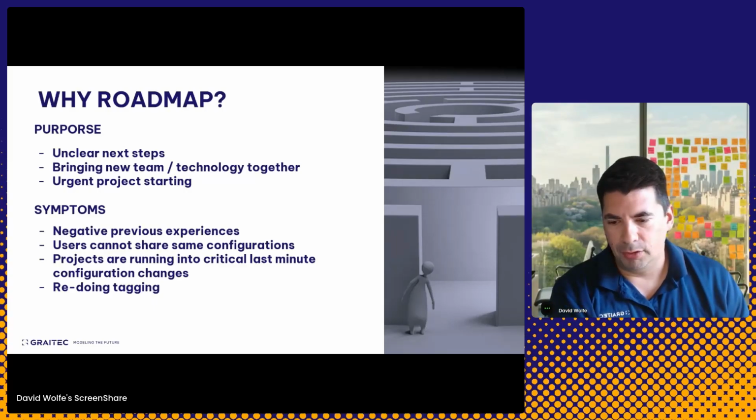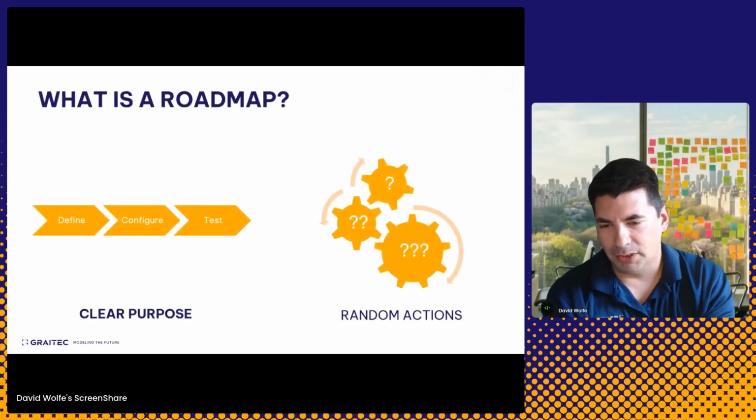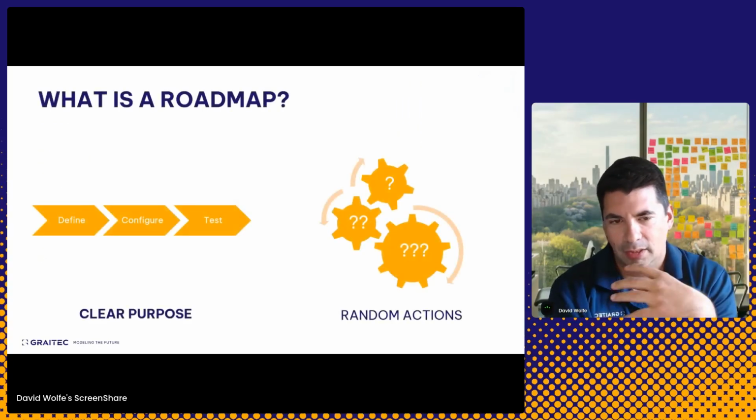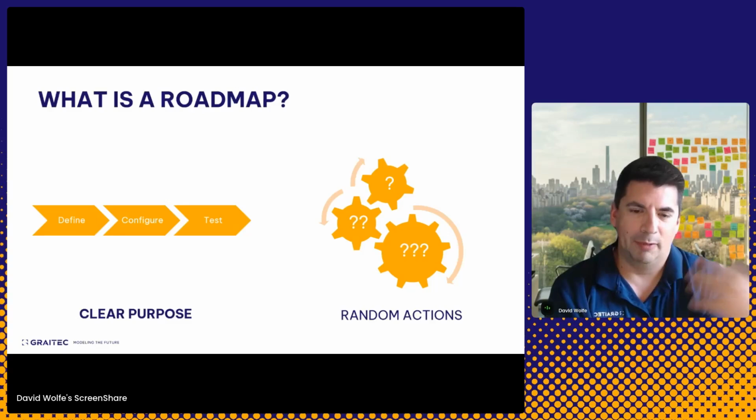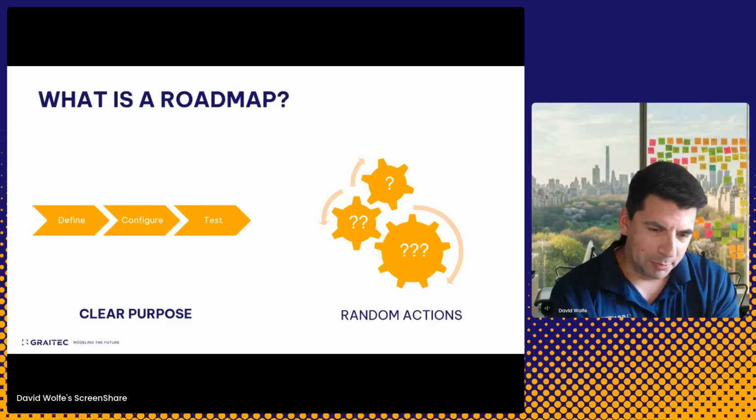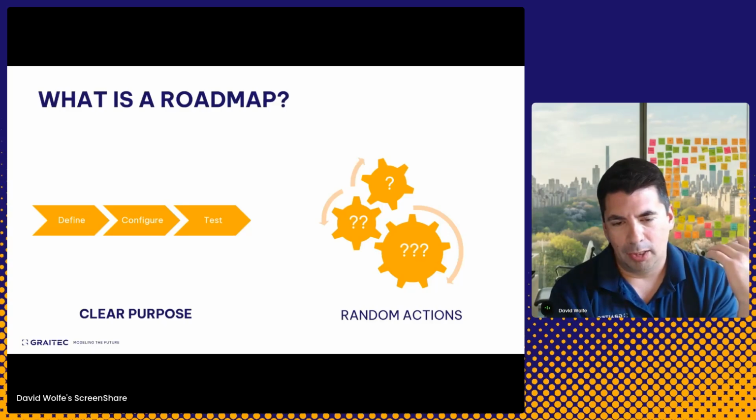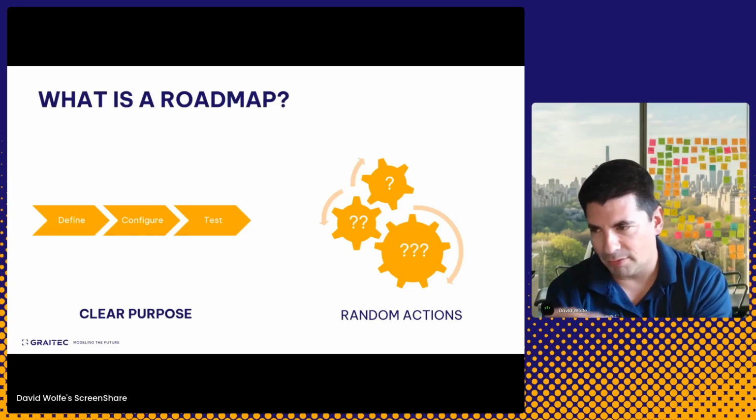So let's jump into first figuring out what a roadmap is. Let's think of those scenarios we talked about. A lot of those symptoms we listed were like random actions, where every person was trying to do things the way they thought made the most sense, or they started it in one office and they're doing things completely differently in a different office.